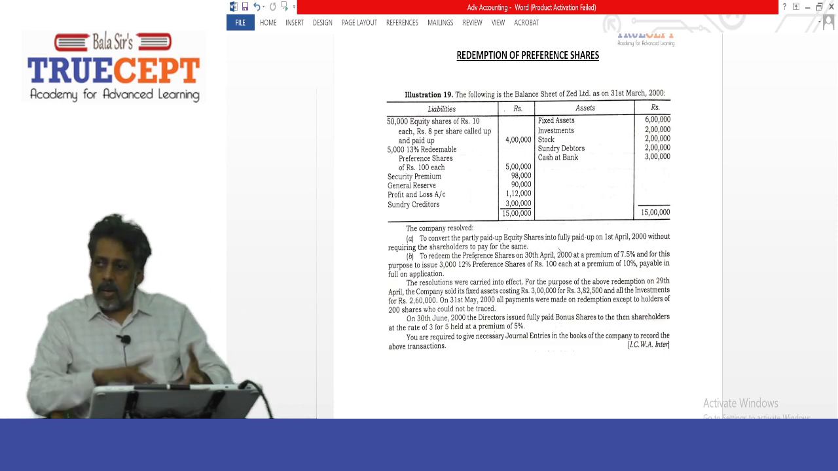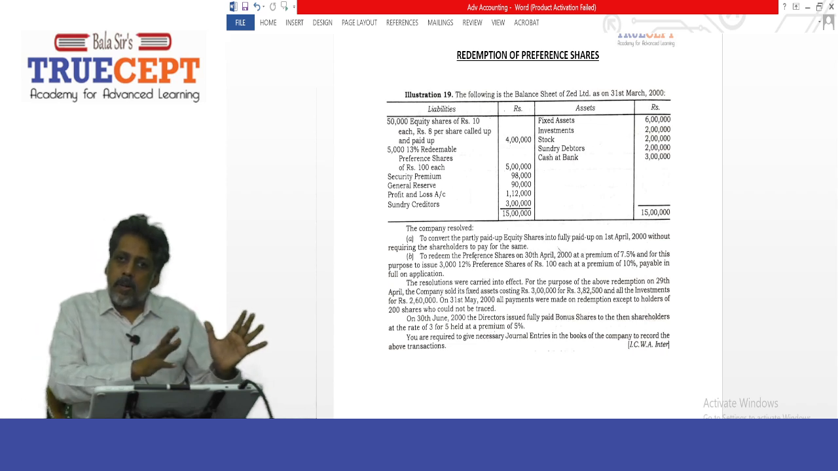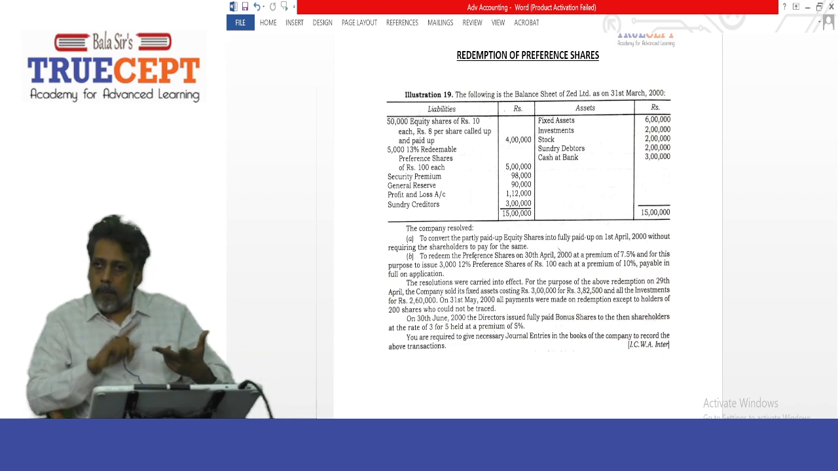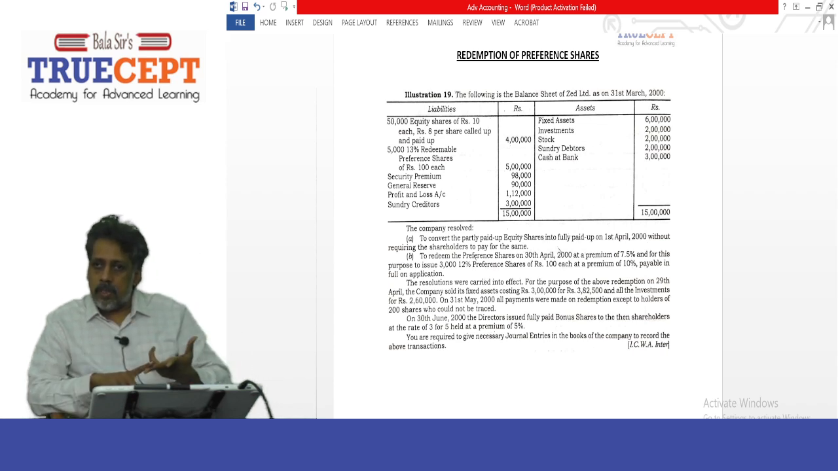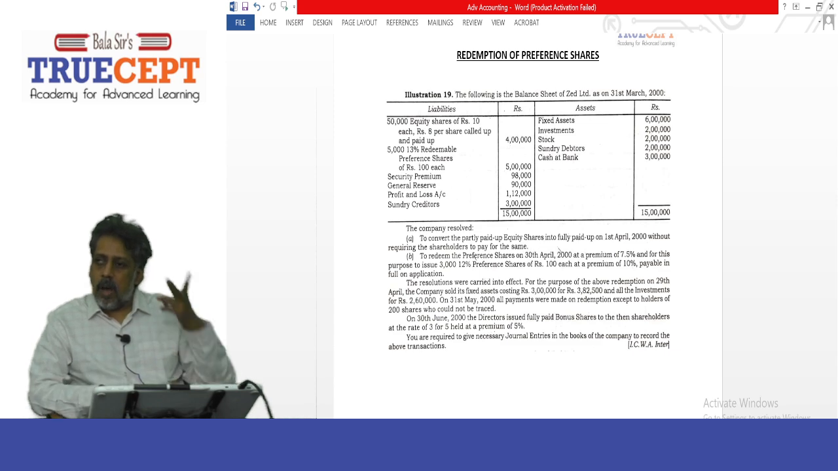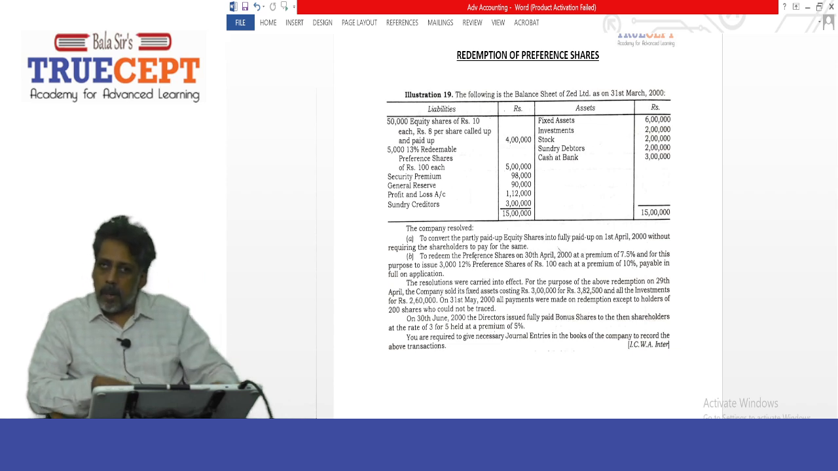It is given that all the preference shareholders are paid by 31st May 2000, but they could not find people holding how many shares? 200. People holding 200 preference shares. That means out of 5,000 shares, you're going to make payment only on 4,800 shares. The holders of 200 shares could not be traced, so the company couldn't have paid that money.